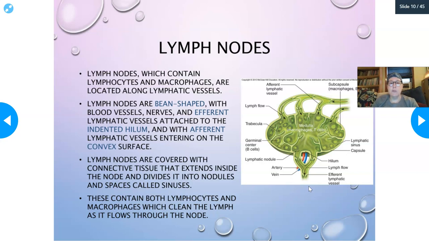Okay, so lymph nodes are covered with connective tissue. That connective tissue does extend inside the nodules here and forms sinus spaces. Just think of cubicles in an office, basically, which divides them up and creates spaces.